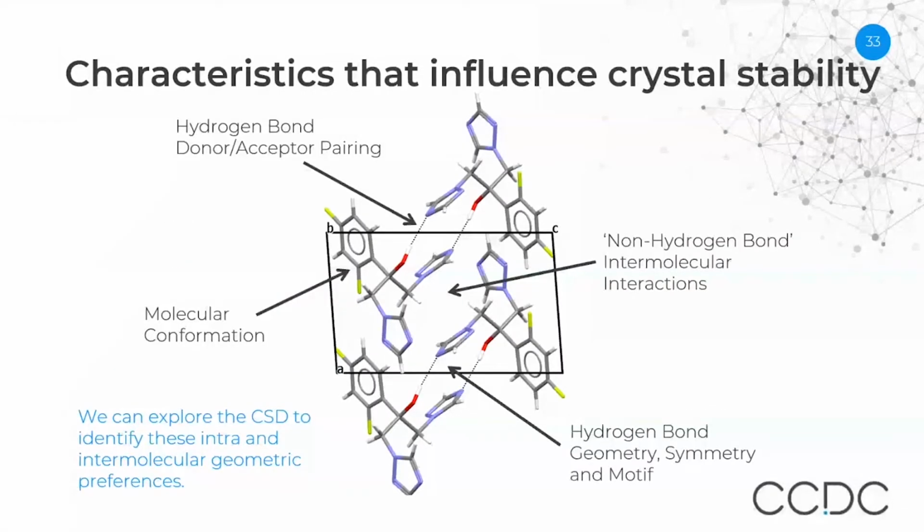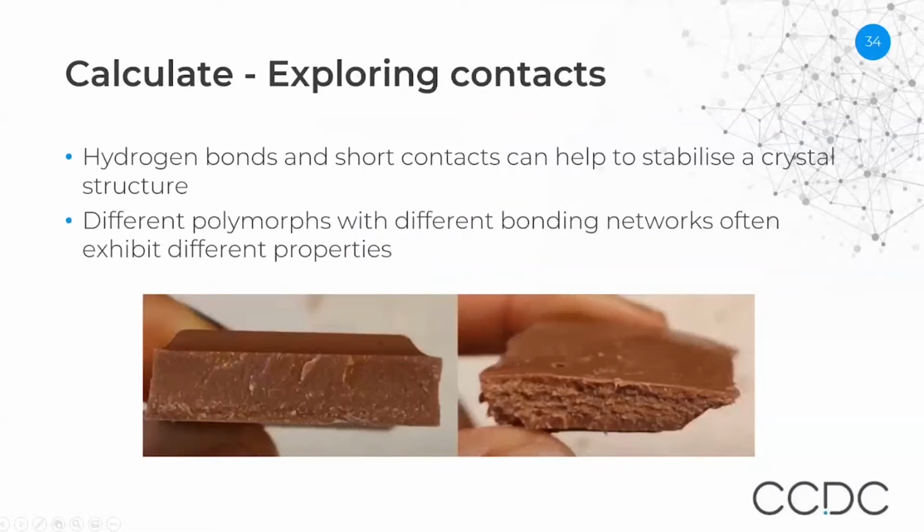There are a number of different characteristics that influence crystal stability, and we'll be looking at some of these today, such as hydrogen bonding and symmetry. So let's start by looking at contacts. Hydrogen bonds and short contacts can help to stabilize a crystal structure, and so they can help us to understand why structures or different polymorphs have different properties. Perhaps we could use them to understand why different polymorphs of chocolate exhibit different physical properties and why chocolate can sometimes lose its snap.